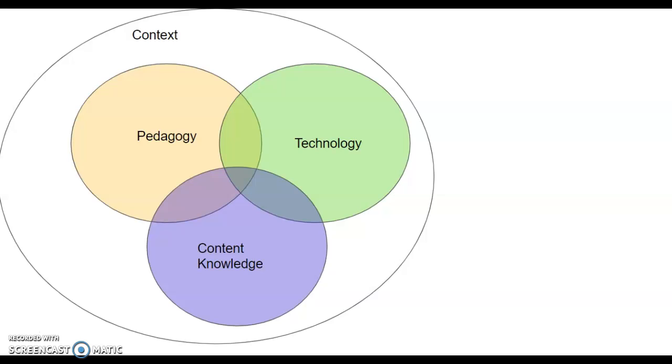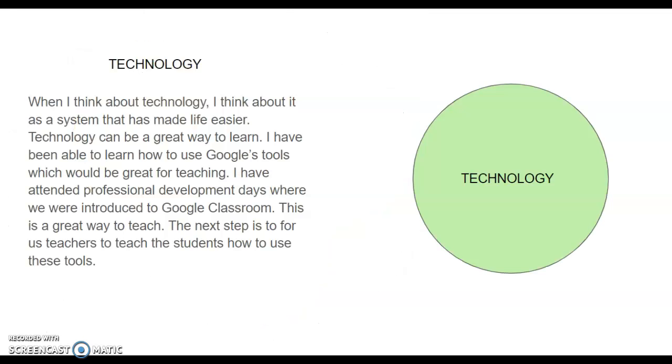I have placed the 3 types of knowledge in a Venn diagram. I have done this because in my presentation, I will be explaining the 3, then explaining how they intertwine with each other. First, I will start off with technology.